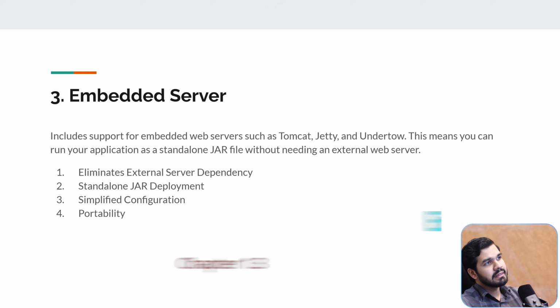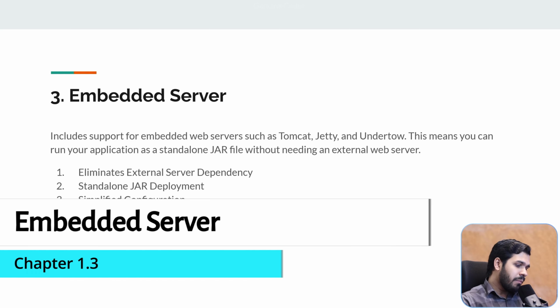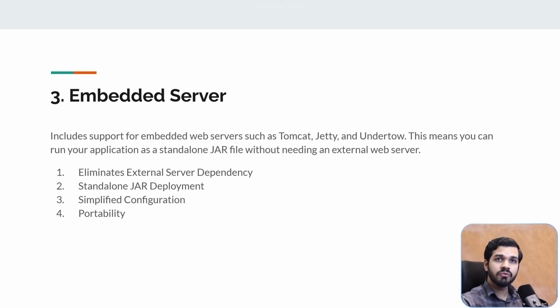And the third one is the embedded server. When you start, Spring Boot comes with an embedded server, and you can specify what kind of server you need. It supports Tomcat, Jetty, Undertow, etc. And by default, this is embedded in the framework.